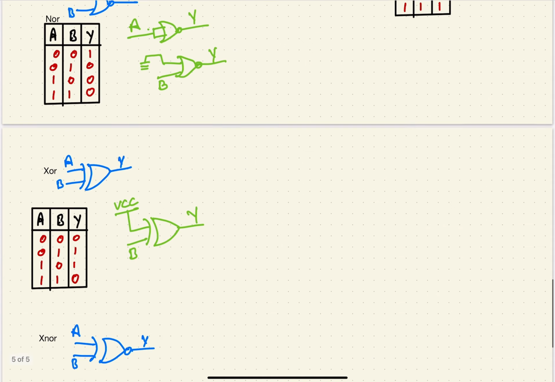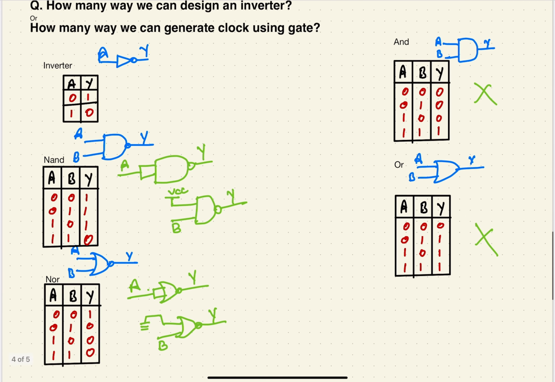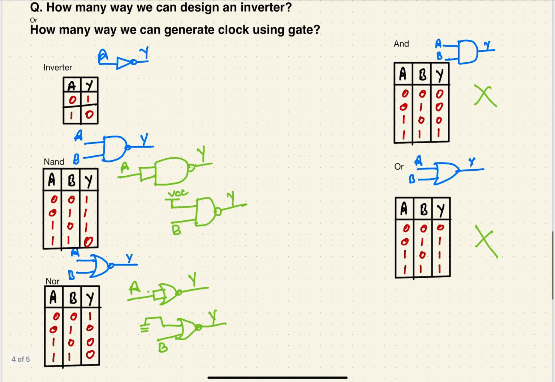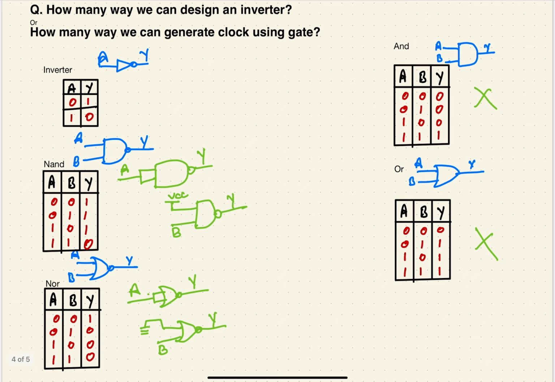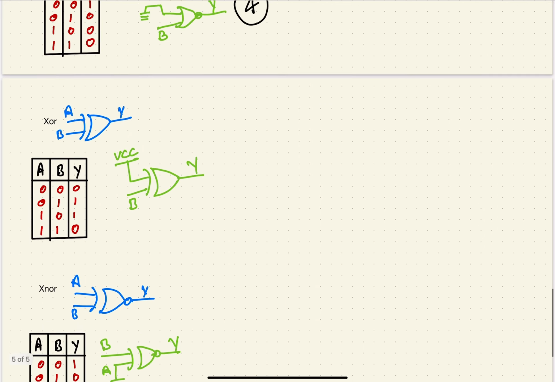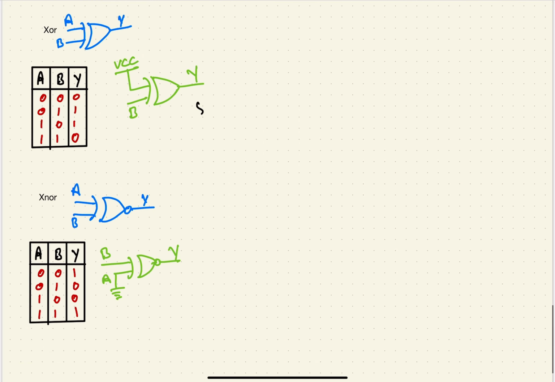So by the different gates we can make an inverter in 7 ways. This is the first way, this is the second way, this is the third way, this is the fourth way. And in AND and OR it is not possible to convert into an inverter, and in XOR it is the fifth one, and in XNOR the sixth one.